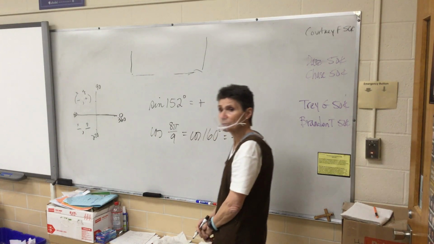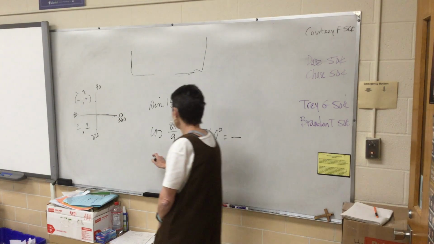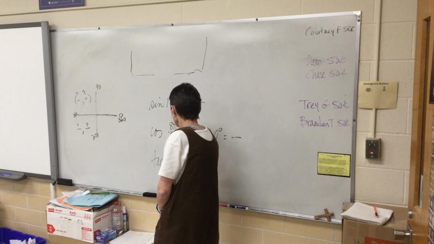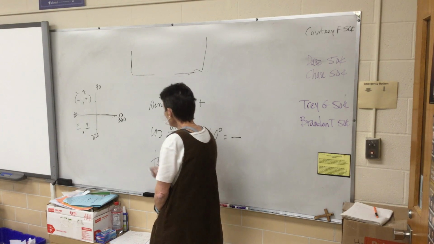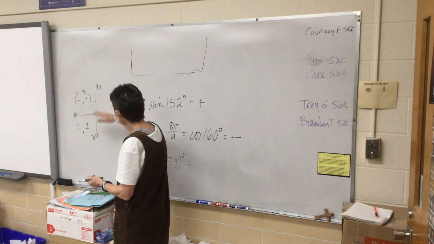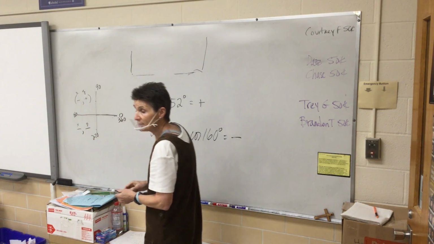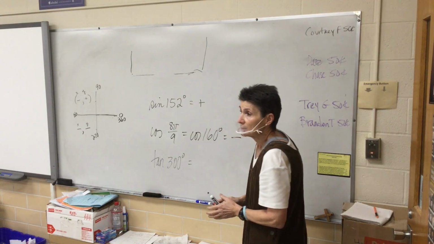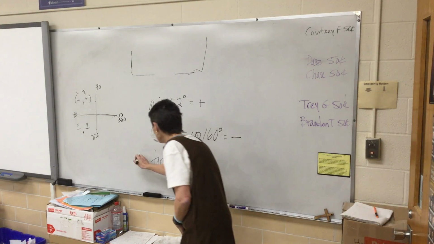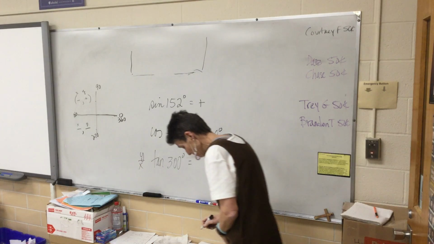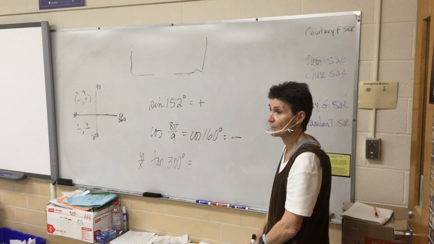Try the next one on your own. Tan 300. Figure out, now remember, this is your setup. You're starting here and going this way. Figure out where you're going to put 300. And then remember, tangent is y over x. So you should be able to tell whether it's positive or negative.